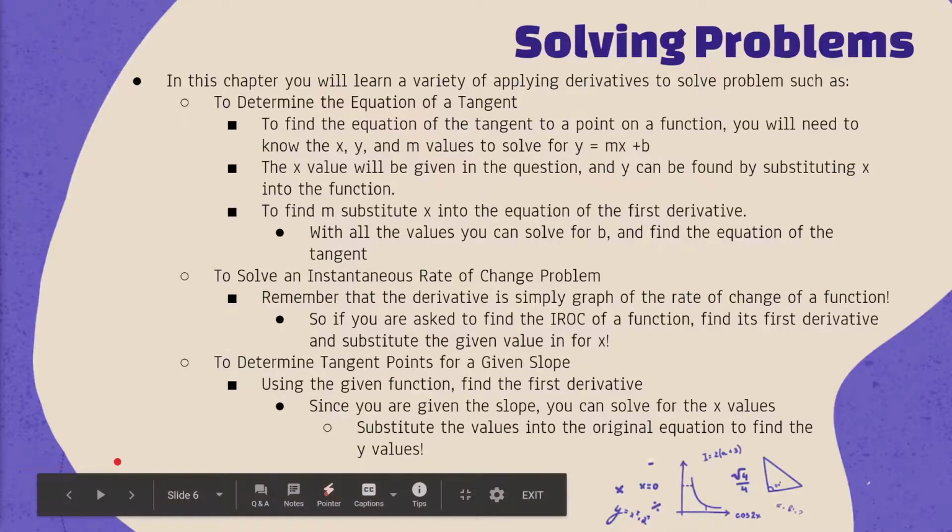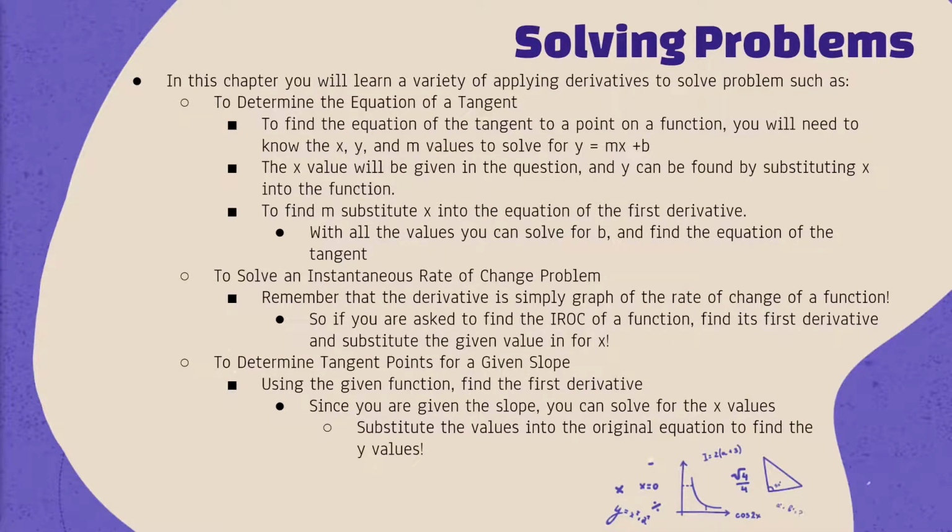Now that we have a little bit of practice with finding the derivative of those functions, we can apply it to solve some problems. So I've gathered up 3 types of problems that you'll see in this chapter, and those are the following. The first one would be to determine the equation of a tangent. So you're going to be given a function, right? And then they're going to ask you, hey, what is the equation of the tangent that touches at x equals 1?